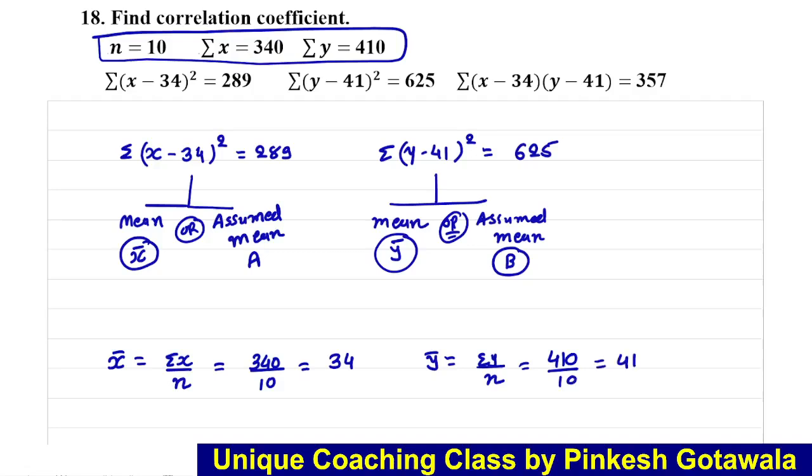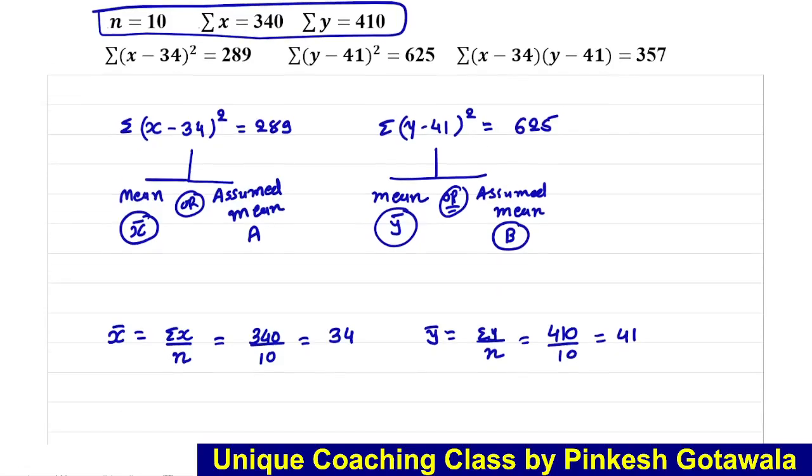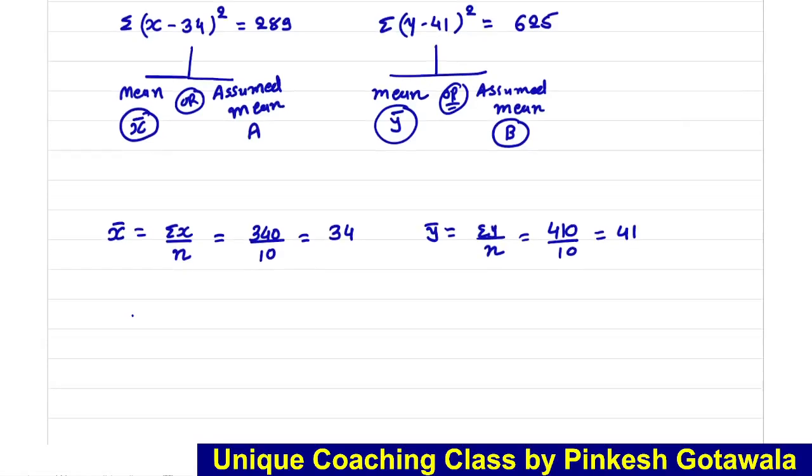Now check that. First of all let's think about this: sigma (x minus 34) whole square = 289. So for this 34, there are two chances. This is about variable x, so it would be x bar or a.